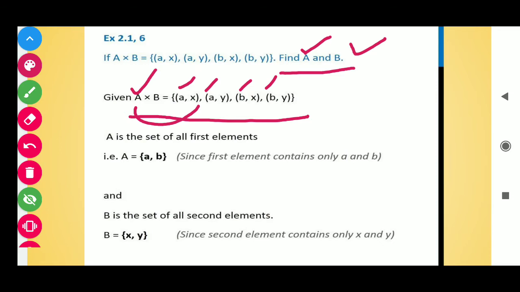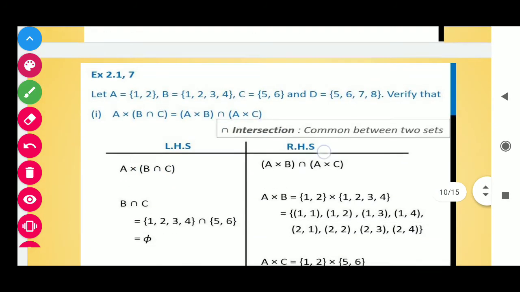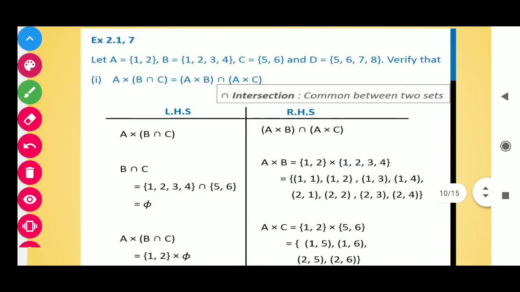A and B are the elements that belong to the set A, and B is the set of all second elements. In this way we get X, Y. So students, बहुत ही easy question था. Next move to question number 7. Here we have question number 7.